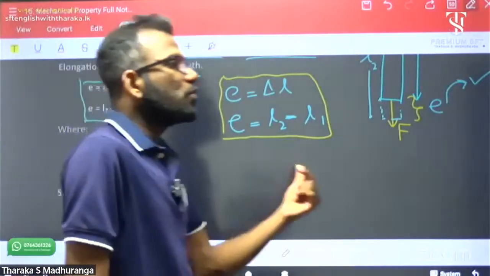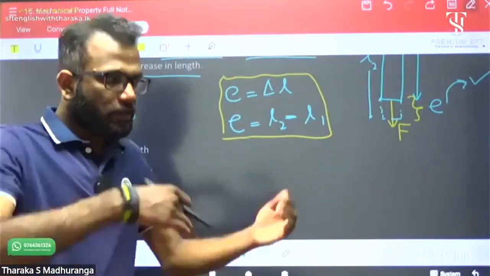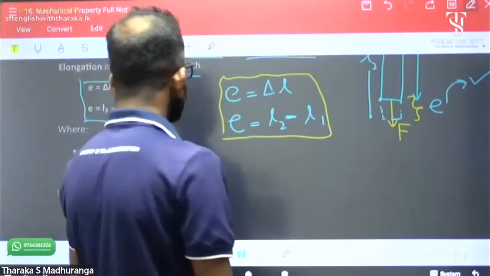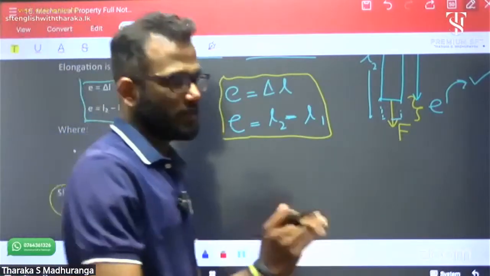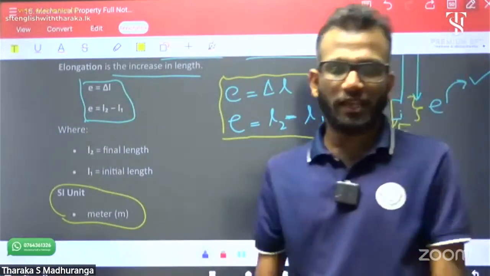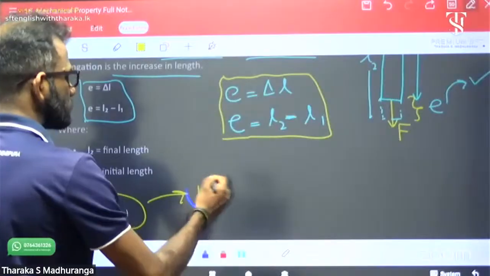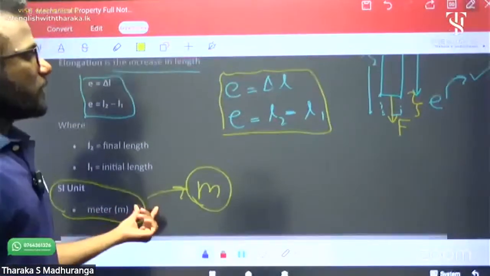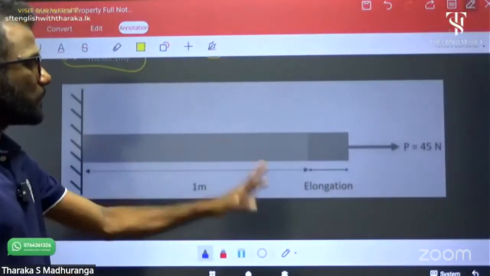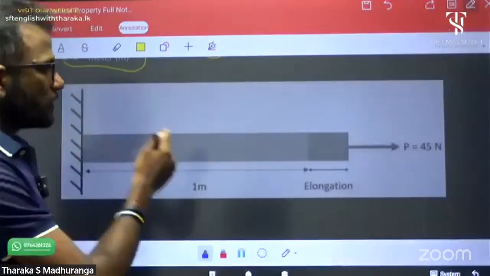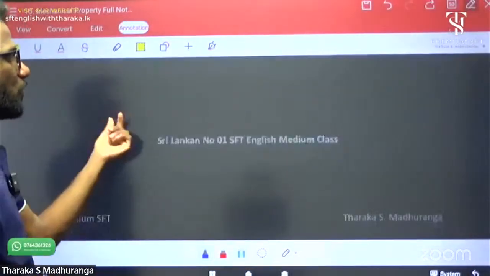Okay, what is the unit now? You said centimeter. Yes, we can use centimeters, but remember the standard unit is meter. The SI unit of extension is meter, because it's a length, and the standard unit for measuring length is meter. Okay, that's the first concept, the meaning of extension. That's an example of elongation, the applied force producing extension.